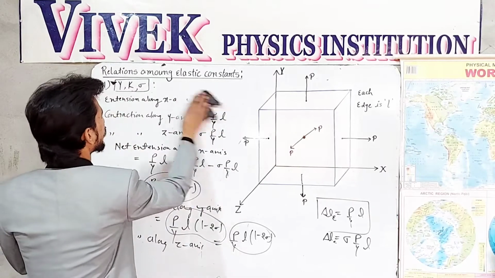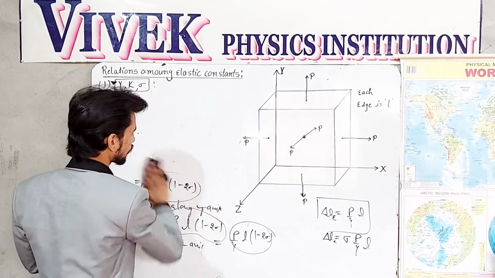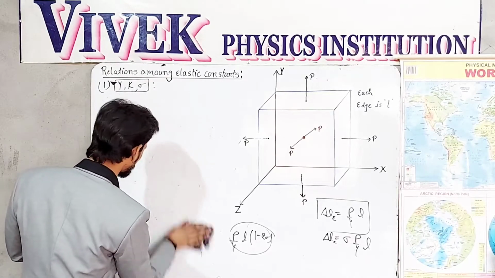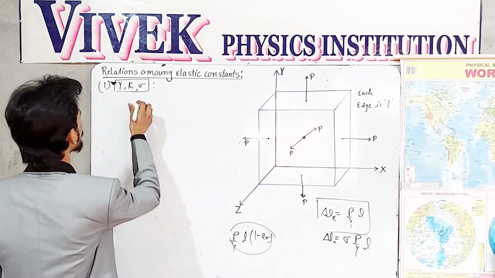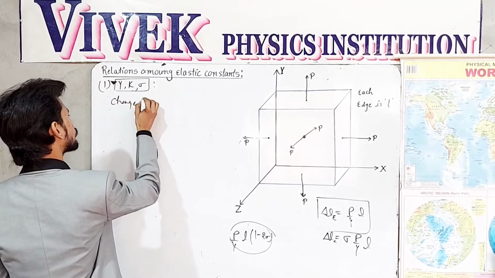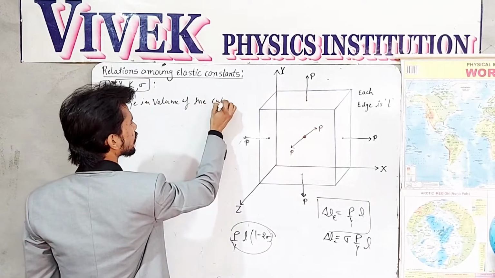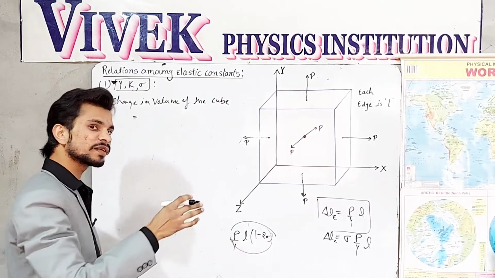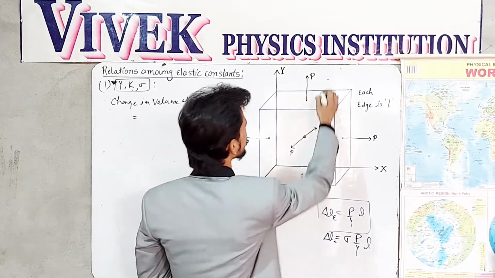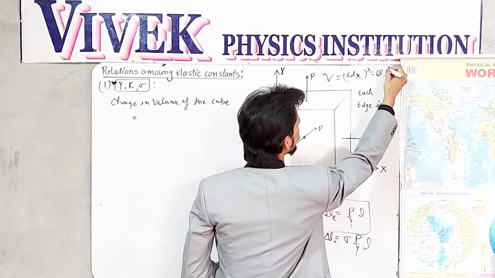Now if I find the change in volume, or final volume, under these extensions, that will be the change in volume of the cube. So what was the initial volume? That was L cube. And what is the final volume? The final volume is simply the edge cube. And what is the edge? The edge is L. So this will be L cube, the initial volume.